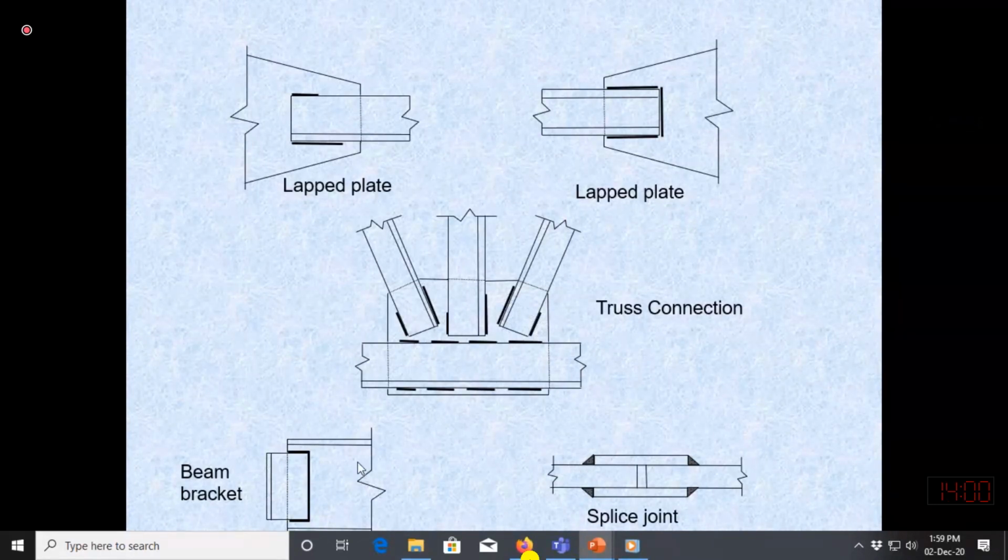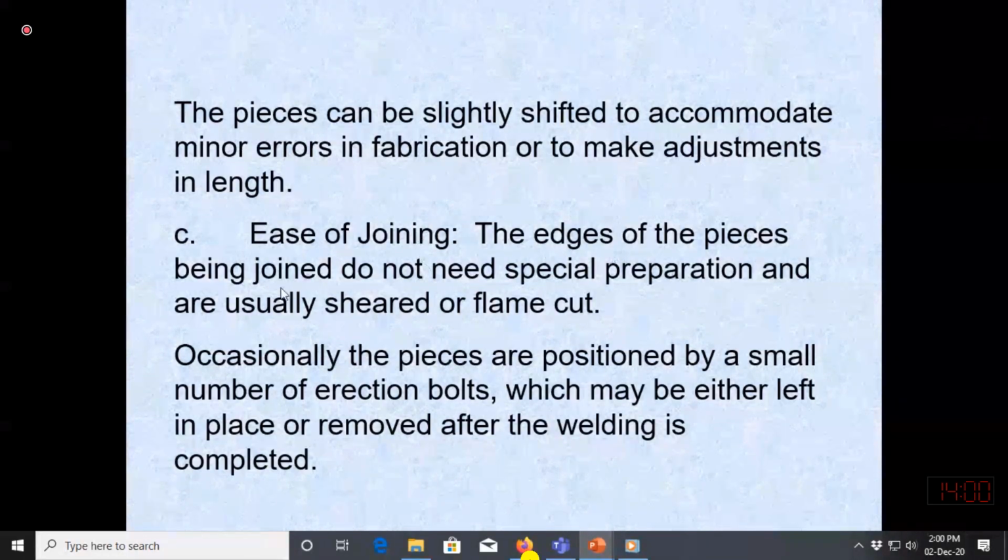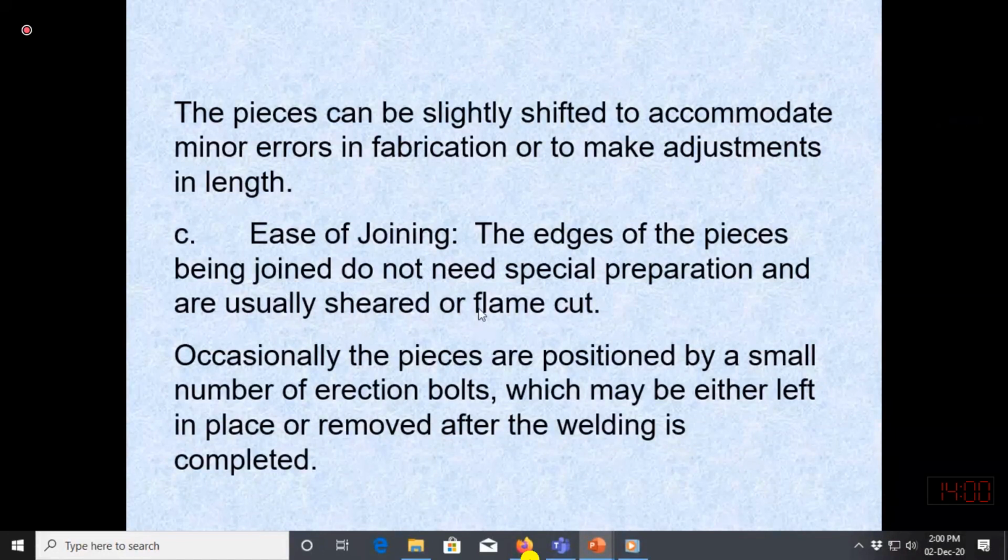So here, if we are connecting the web with one plate and that plate is connected only from one side with the column, that will be a lap joint. These are also lap joints. The pieces can be slightly shifted to accommodate minor errors in fabrication or to make adjustments in length. So for ease of joining, the edges of the pieces being joined do not need special preparation or usually are sheared or flame cut.